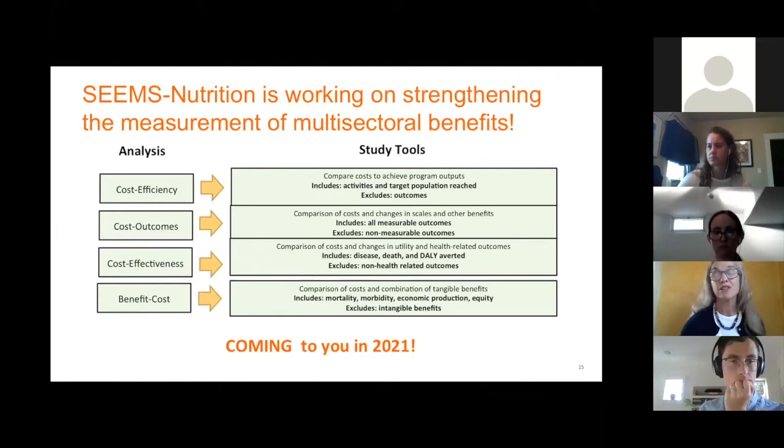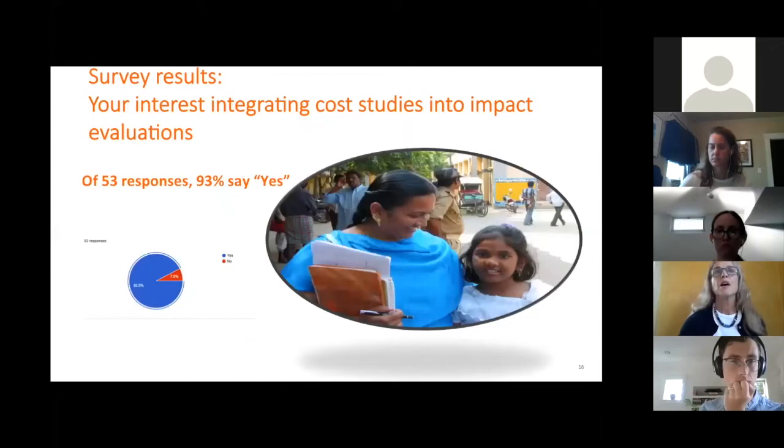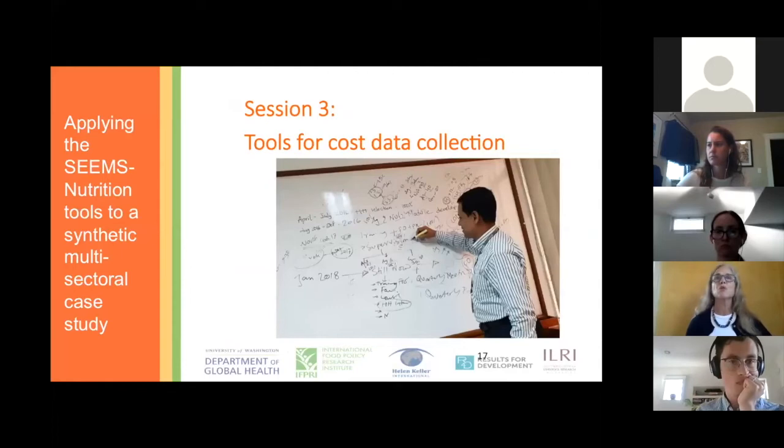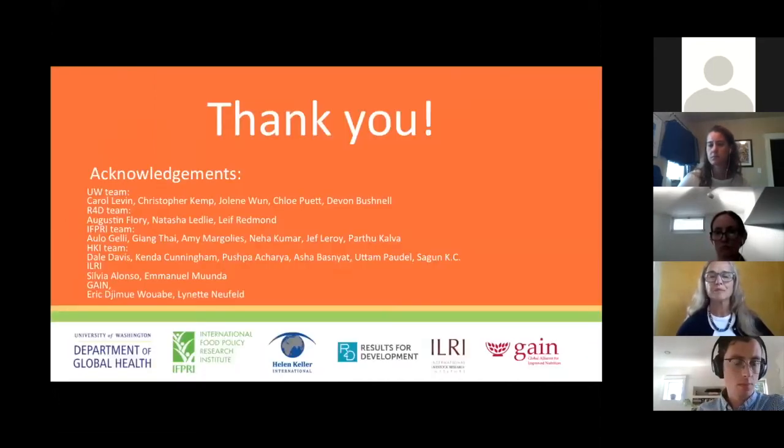So hopefully next year, we'll be sharing with you more information on improved methods for aggregating the very many benefits associated with multisectoral interventions. Thank you, many of you filled out our survey and you expressed your interest in integrating cost studies into impact evaluations. So I'm pleased to shift to our third session where Chris is going to go over the tools for cost data collection that we've been applying in the SEAMS Nutrition project. He'll be doing this with a synthetic multisectoral case study to better highlight the application.